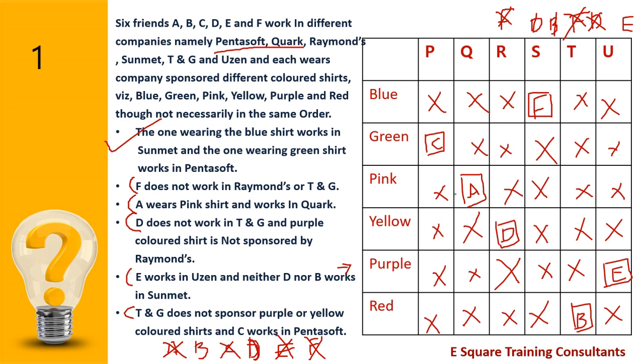It is just that A works in Quark, wears pink color shirt. B works in Trump and Gates, that is TNG, wearing red color shirt. C works in Pentasoft, wearing green color shirt. D works in Raymond's, wearing yellow color shirt. E works in Usen, wearing purple color shirt, and F works in Sunmet, wearing blue color shirt. So once this mapping is done, then the next slide has the questions where you have to answer based on this particular data mapping.